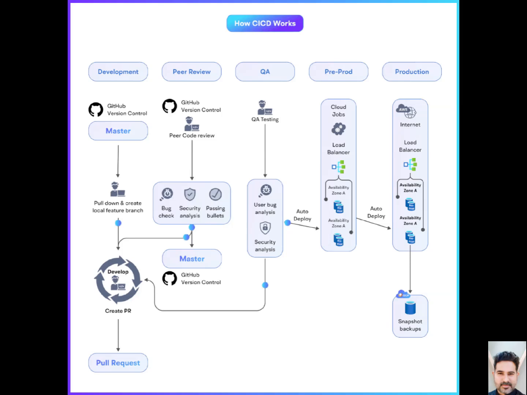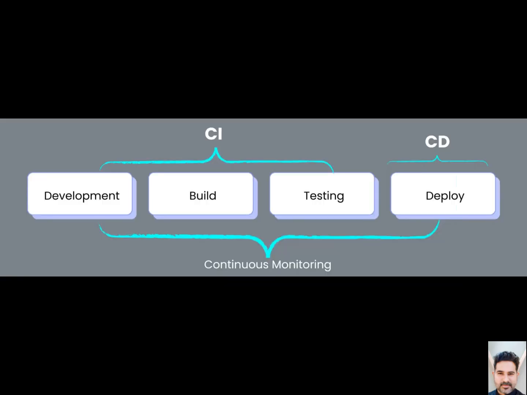A CI/CD pipeline consists of three main stages: build, test, and deploy. The build stage compiles code and packages it. The test stage runs automated tests to ensure code quality. Finally, the deploy stage automates the deployment to various environments, like dev, QA, or production.